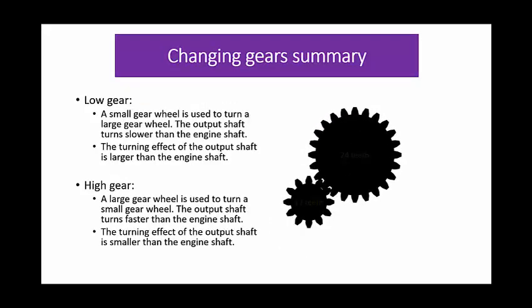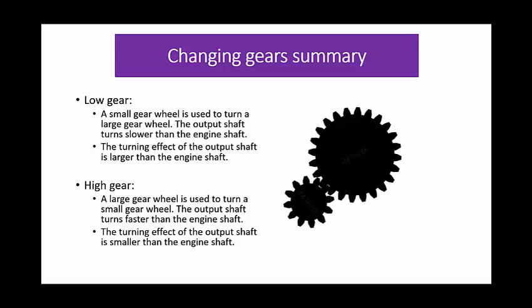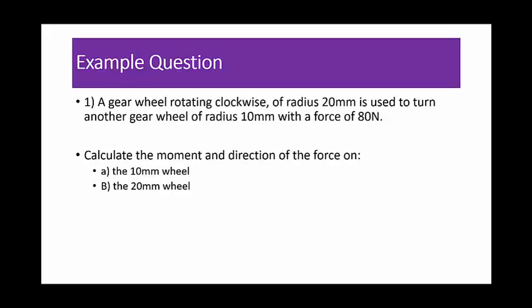Okay, so when we're in low gear, a small gear wheel is used to turn a large gear wheel. The output shaft therefore turns slower than the engine shaft. The turning effect of the output shaft is therefore larger than that of the engine shaft. In high gear, a large gear wheel is used to turn a small gear wheel, and the output shaft turns faster than the engine shaft. And again, the turning effect is smaller this time than the engine shaft.